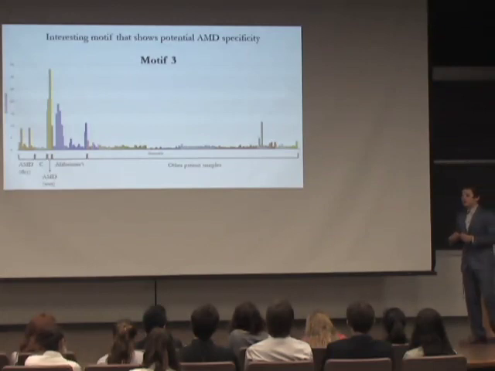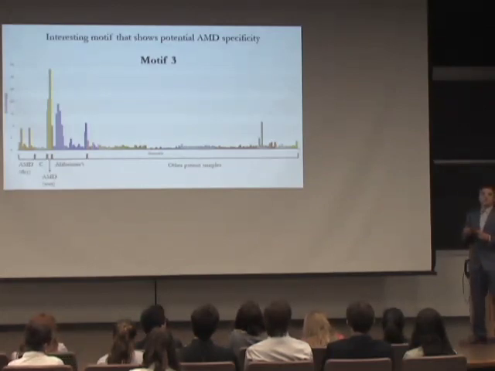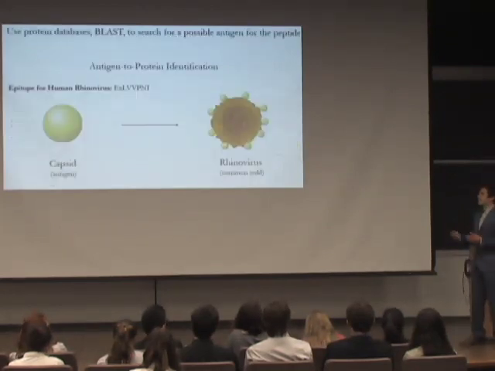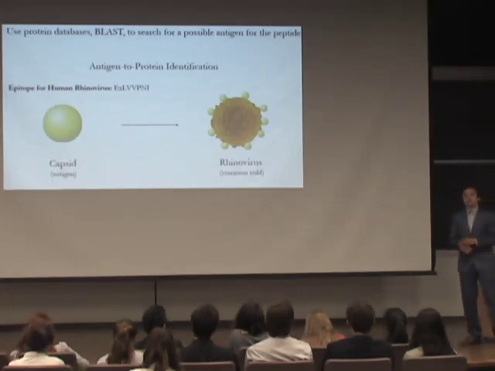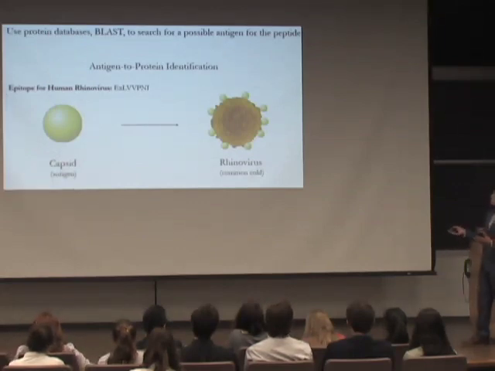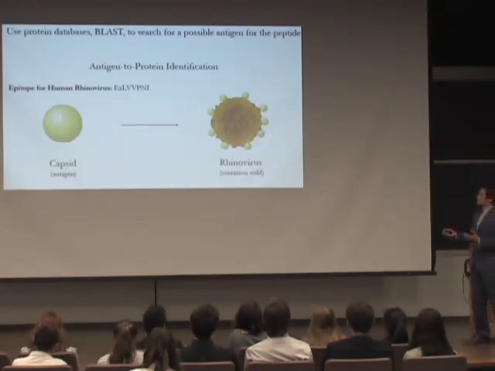If we were to find an epitope that we could say is disease specific, is immunogenic to AMD, we would then want to work on finding the complementary antigen. How we do that is by looking in protein databases. Here's an example of a very well-known epitope, the epitope for the human rhinovirus, or the common cold. This would be the disease-specific epitope, the antigen that is immunogenic to the common cold.